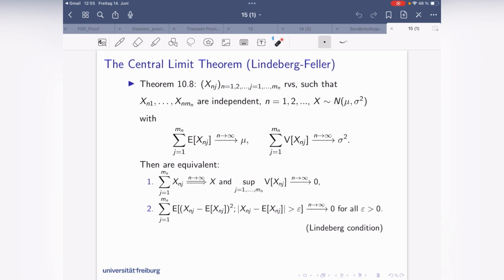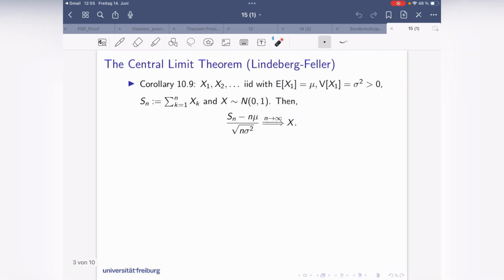And if you add a little bit to the first item here, this convergence of the suprema of the variances, you even get that these two conditions are equivalent, which is of course also nice to have, but in implications you don't really need this.